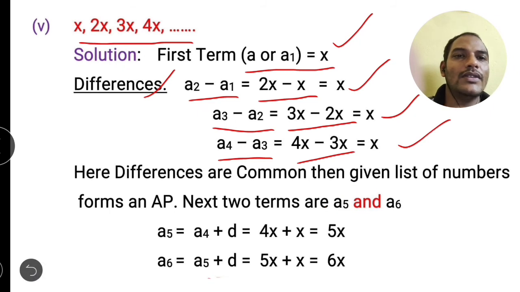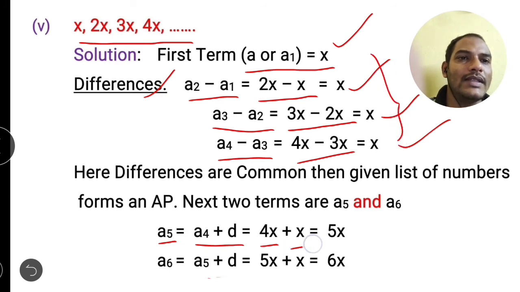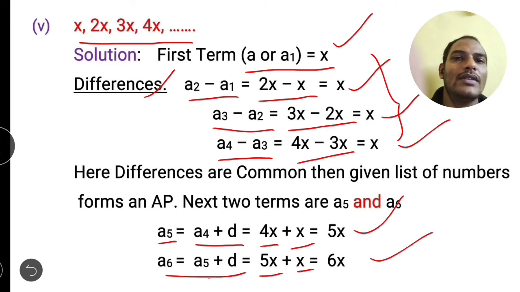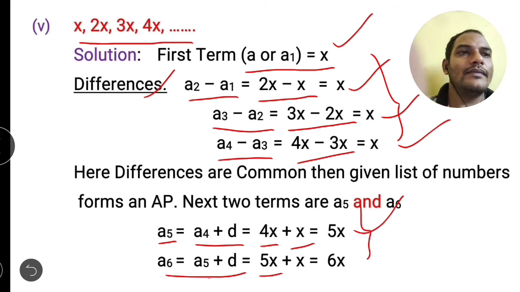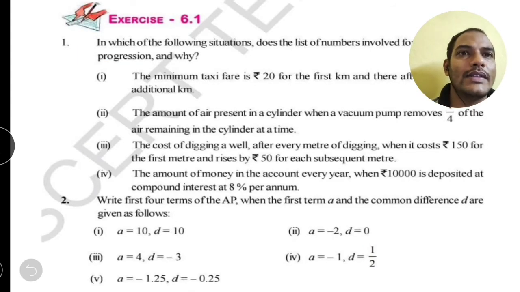Let us find the next two terms. a5 is equal to the fourth term plus the common difference. The fourth term is 4x. The common difference is x. 4x plus x is equal to 5x. Next, the sixth term, a6, is a5 plus d: 5x plus x equals 6x. So the next two terms are 5x and 6x.